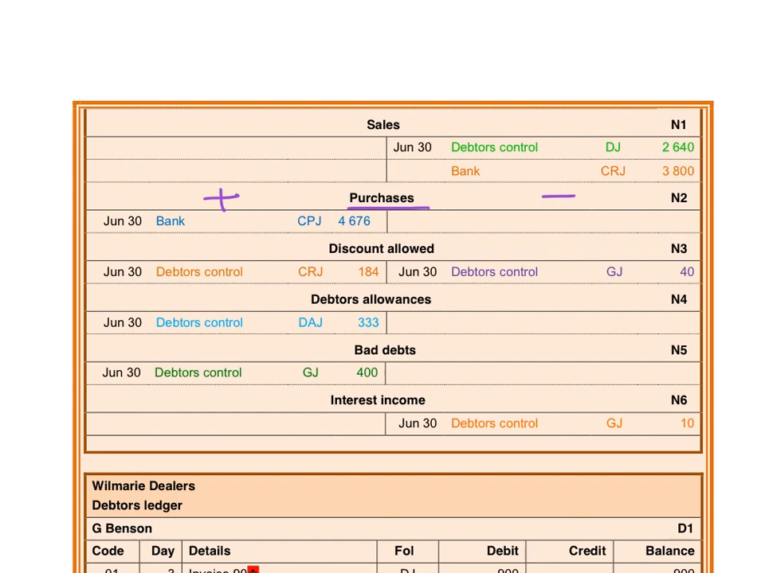Sales is reduced with debtors allowances. Therefore, debtors allowances will always be on the debit side to reduce the sales amount that was on the credit side.